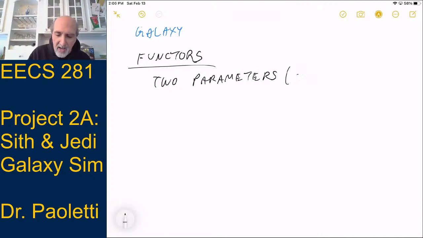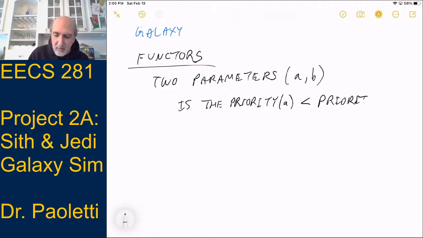We could call them A comma B. We could also call them left comma right. Names aren't important. What's important is the question that the functor must answer. So the functor always has to be able to answer the question, is the priority of A less than the priority of B? So a functor always has to answer that.